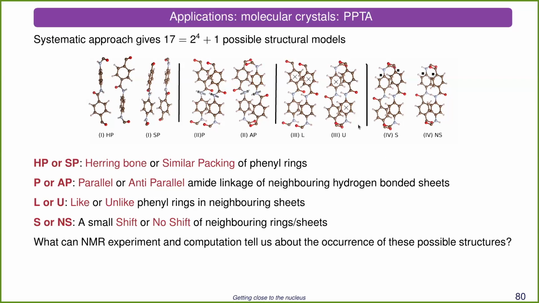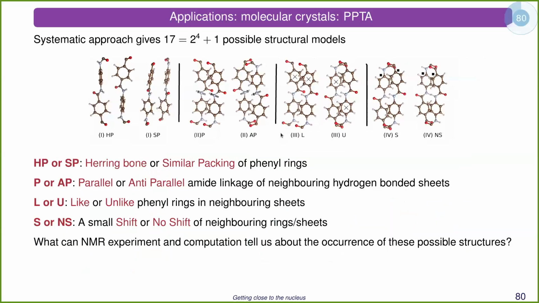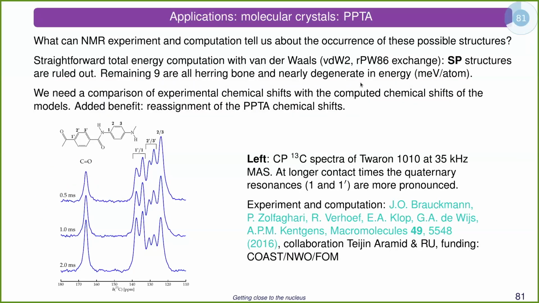You see there are, this is 2 times 2 times 2 times 2 is 16. And there is even another possibility. There are 17 different models of how you can actually pack this. And what can the NMR now say? Well, you can do an NMR experiment. You get these peaks. You get a spectrum for carbon here, and you get a spectrum for hydrogen. Which is which? Well, first you can do a computation, and then you can say, okay, these SP structures here, they are energetically so unfavorable that we can rule them out. We can even, with the normal van der Waals functional, already see this. But for all the other ones, you actually don't know.